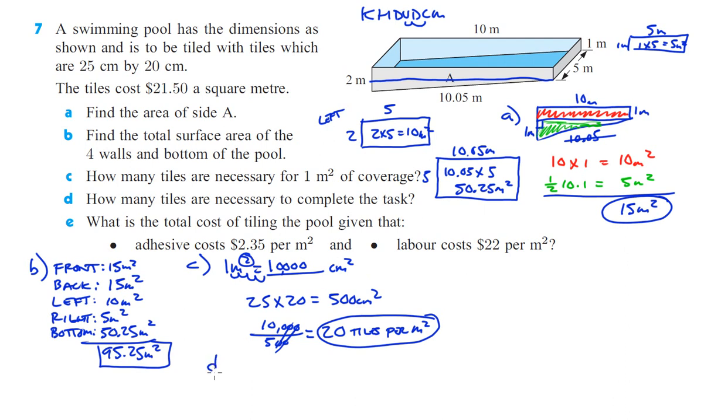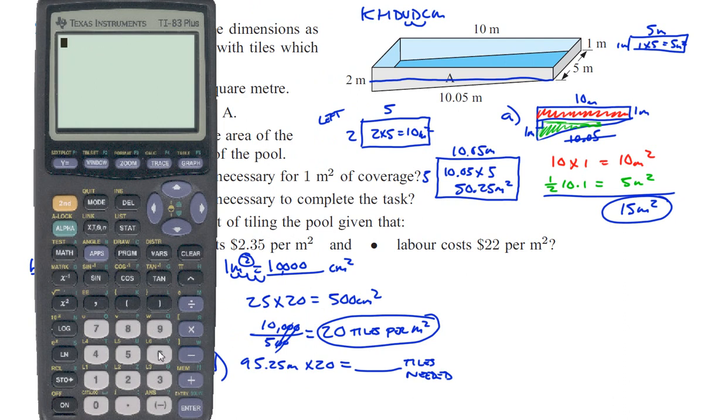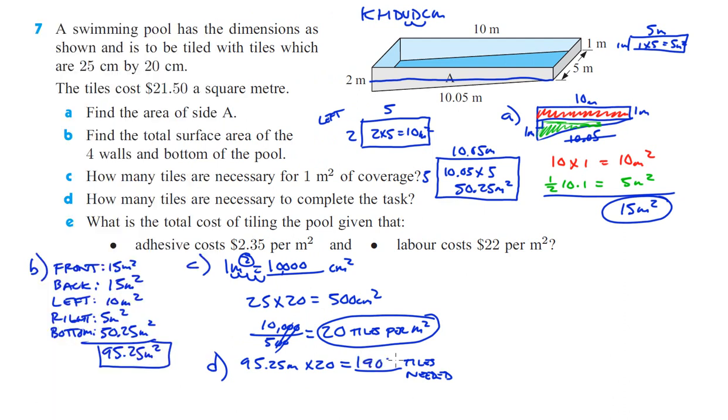So really we've got our total surface area. So that's 95.25 square meters, right? And then we need 20 tiles for every square meter. So multiply that by 20, and that will give us the total tiles needed, right? So let's do 95.25 times 20, and that gives us 1,905 tiles needed. Okay, so that's D.